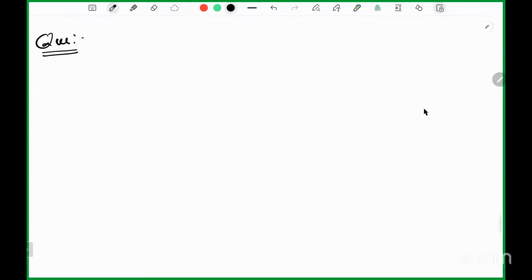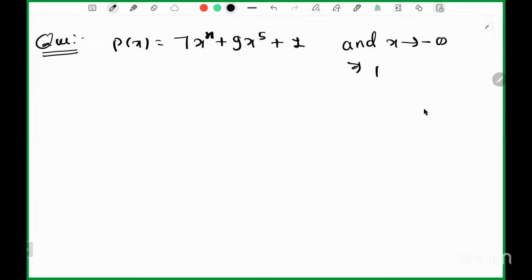So this question says that if p of x is equal to 7x to the power n plus 9x to the power 5 plus 1, so this is n, right? Plus 1 be a polynomial, and it says that x goes to minus infinity implying p of x also goes to minus infinity. Okay, so then which of the following is or are true? That's what we have to say.